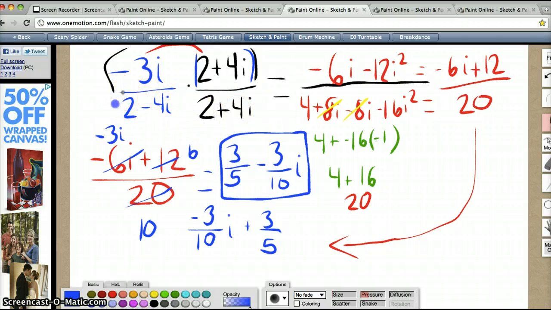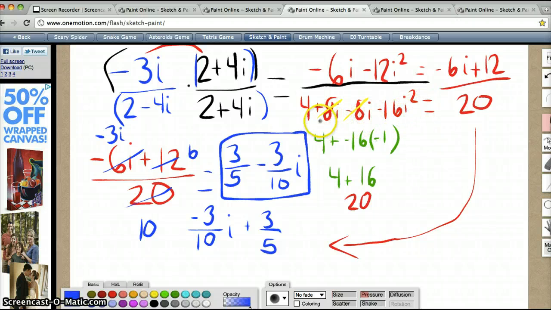Then we're going to go ahead and do the bottom. So the bottom you do FOIL. Your first is 2 times 2, which is 4. Your outside, 2 times 4i, is a positive 8i. Inside, a negative 4i times 2, is minus 8i. And then last is a negative 4 times a positive 4i, which gives you a negative 16i squared.